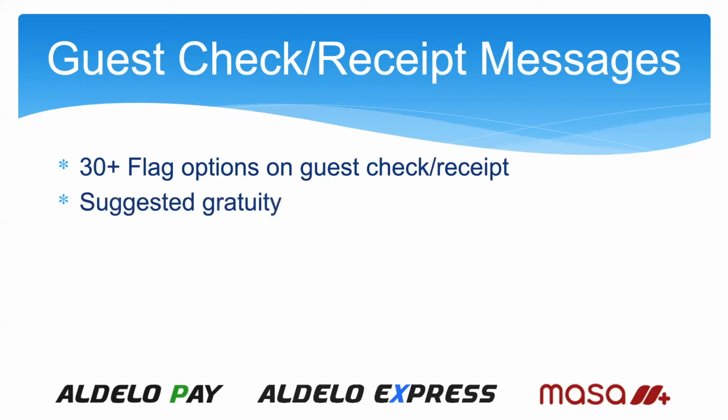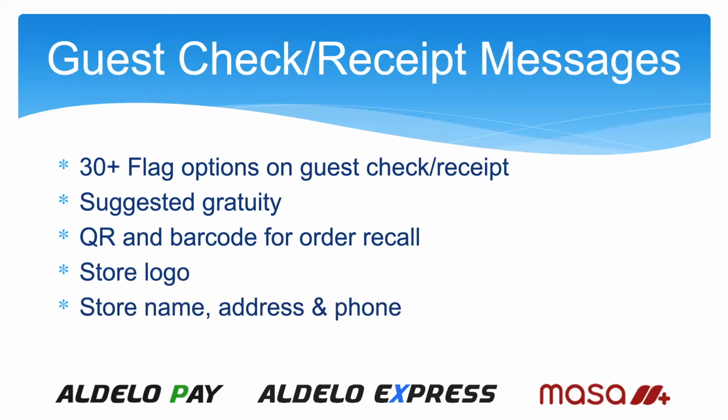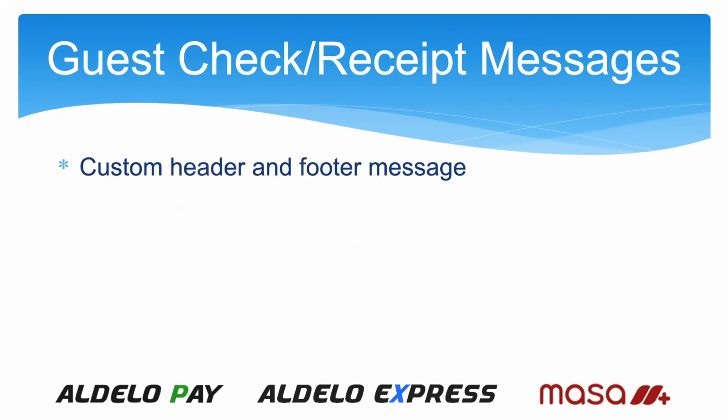You get things like suggested gratuity. It can be a percentage or it can be show the exact amount. You have those choices. You have a choice of a QR code and a barcode for order recall. Those things go on the guest check. Store logo, name and address and phone. You can even do a custom header and a footer message. You have up to, I think we counted 5 lines of custom header that you can also choose the size of the font. You have multiple font sizes. And something I didn't list here, but you also have promotions and specials that you can put on the bottom of the receipt. These receipts are highly, highly customizable on the printed receipt and in the email version.